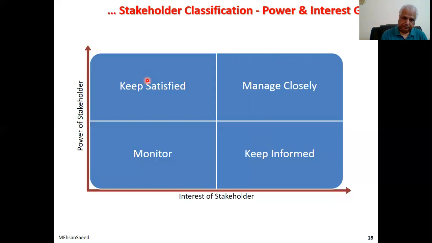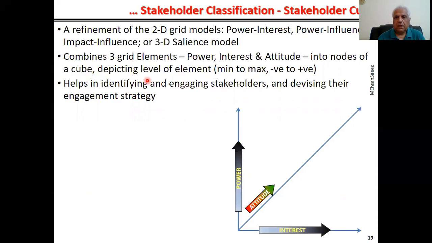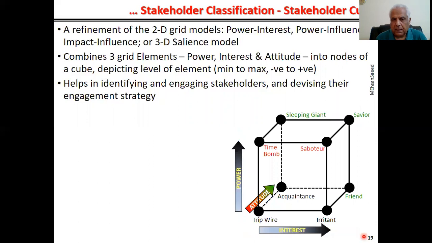Let's now look at a three-dimensional grid, where in addition to power and interest, we have a third element called the attitude. And I have tried to show the increasing or changing amount of power, attitude, and interest by this color code. Attitude, red means negative attitude, green means good positive attitude. So if you move from this direction to this direction in the third dimension, you're going from negative attitude to positive attitude. As far as power is concerned, you're going from low power to high power, and low interest to high interest. Because these are the three dimensions or three elements, these three elements can create nodes of a cube, 8 nodes of a cube.